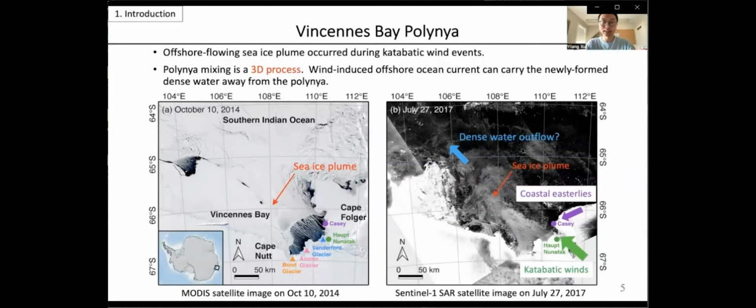Under such strong winds, the offshore flow of the sea ice may be accompanied by strong ocean currents in the same direction. Here we assume that the newly formed dense water can also be carried away from the polynya by the wind-induced offshore currents, and they do not contribute to local mixing in the polynya water column. Hence, if we account for the loss of polynya dense water to the offshore region, polynya mixing is actually a three-dimensional process.